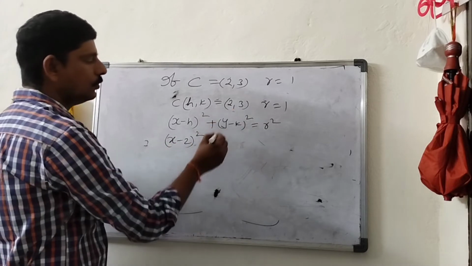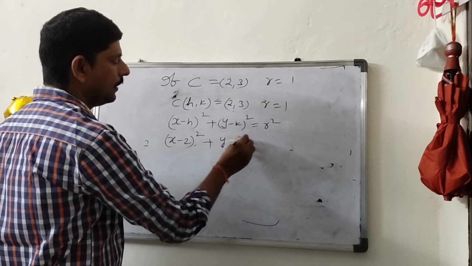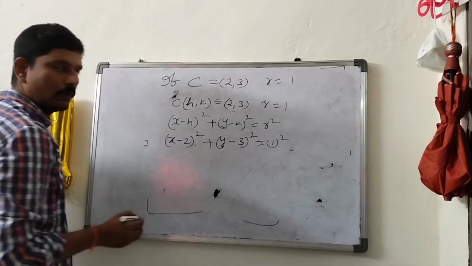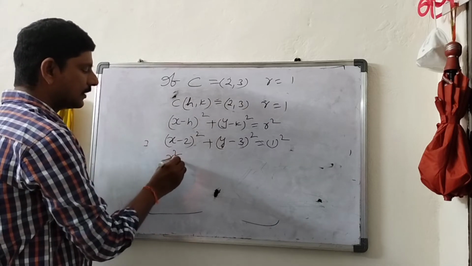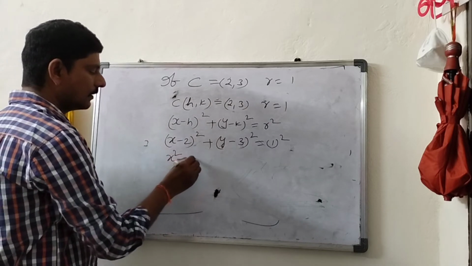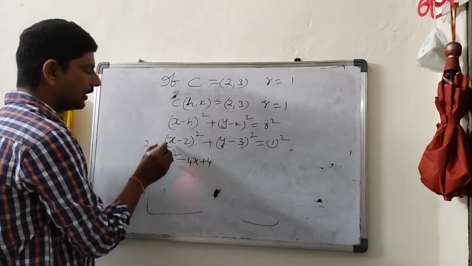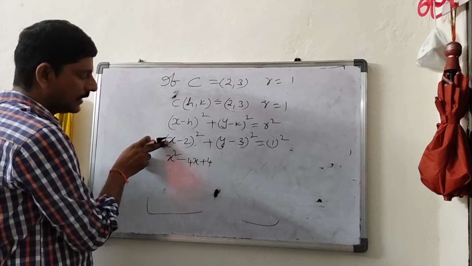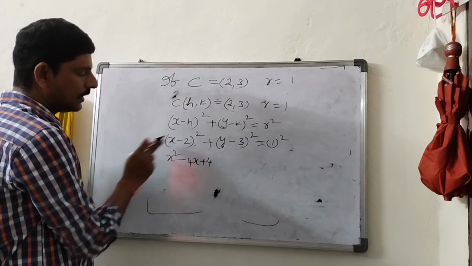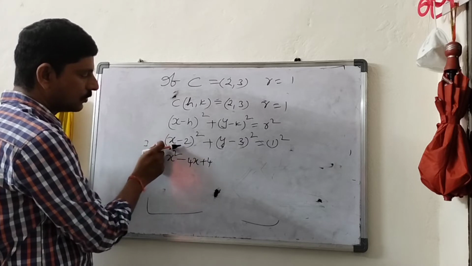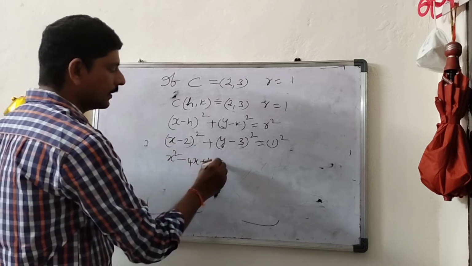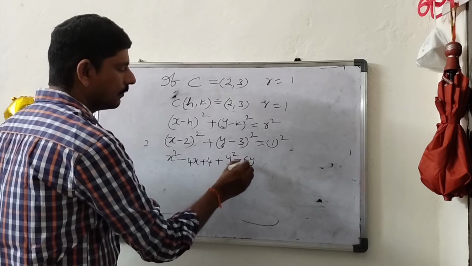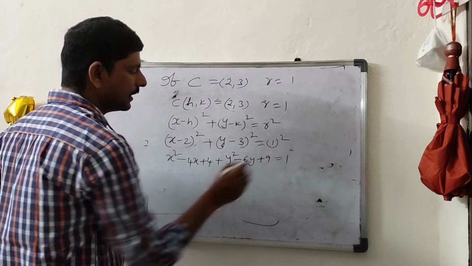You get the equation of the circle: (x minus 2) whole square plus (y minus 3) whole square equal to 1 square. Now expanding this equation, we get x square minus 4x plus 4, because it is (a minus b) whole square. The formula: a square minus 2ab plus b square. So x square minus 2 into 2, 4x, plus 4. Plus here also (a minus b) whole square formula: y square minus 6y plus 9 equal to 1.